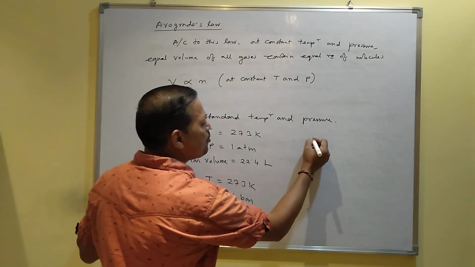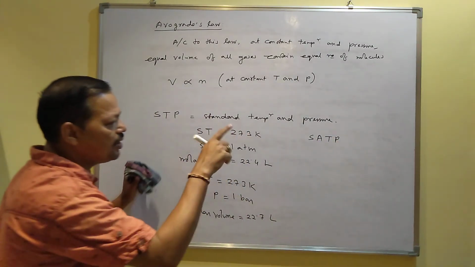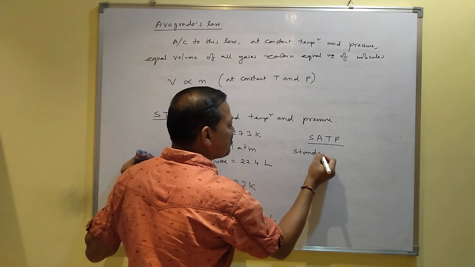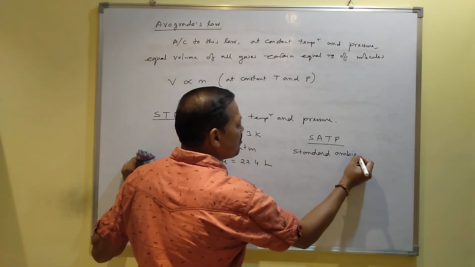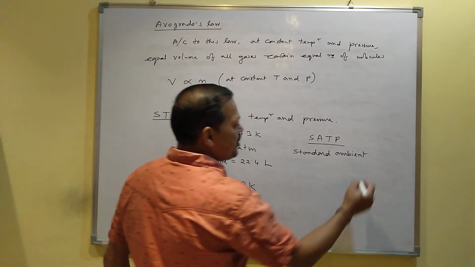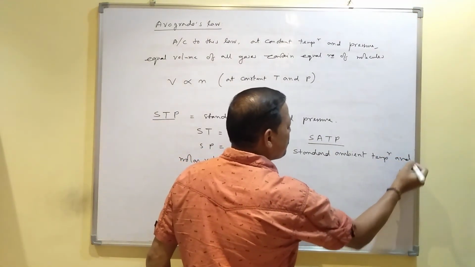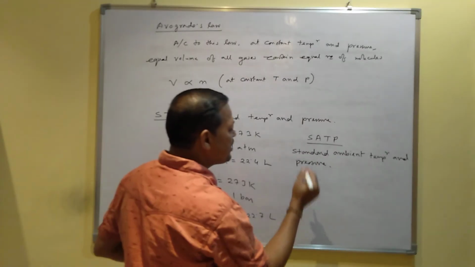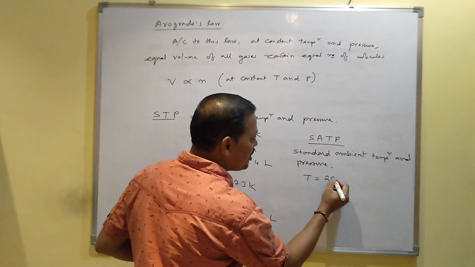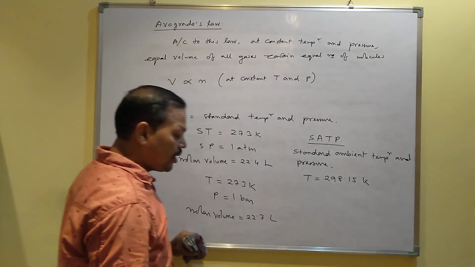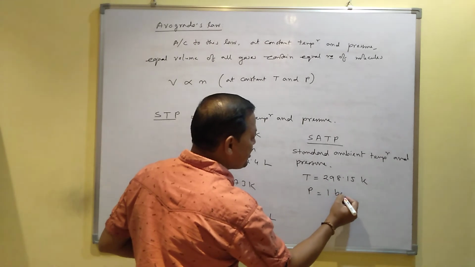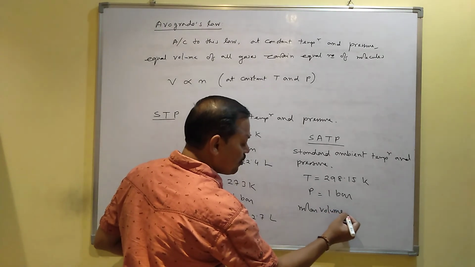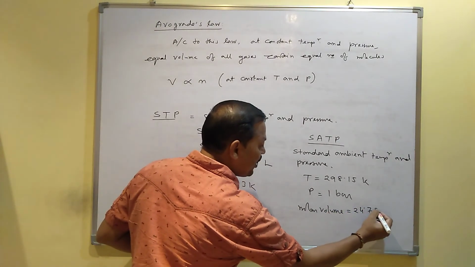Another condition you will get is called SATP. This is STP and that is SATP. What is SATP? SATP means standard ambient temperature and pressure. In SATP, the temperature is considered 298.15 Kelvin, and the pressure is considered as 1 bar, and at that time the molar volume you will get is 24.789 liters.